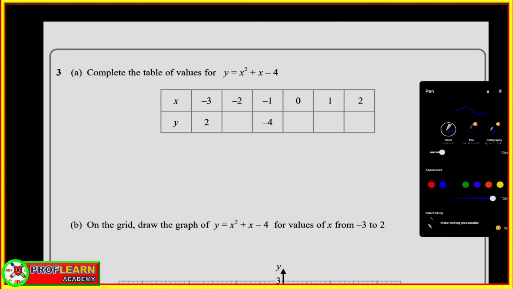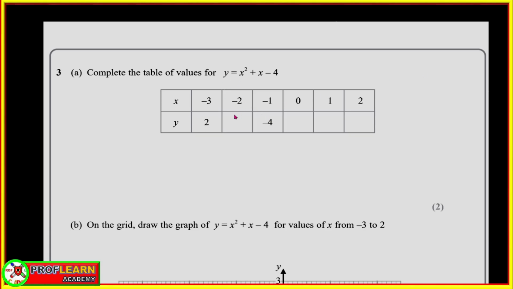In GCSE Math, you can be given a question to do with quadratics, whereby you are supposed to draw graphs. And of course, here you are given a table which you are supposed to complete so that you can use the information to draw a graph. Here we are given -2. So for us to fill in this place here, it will be y equals -2 squared plus -2 then -4. This is going to be 4 minus 2 minus 4, so 4 and 4 will cancel out. The answer here will be -2.